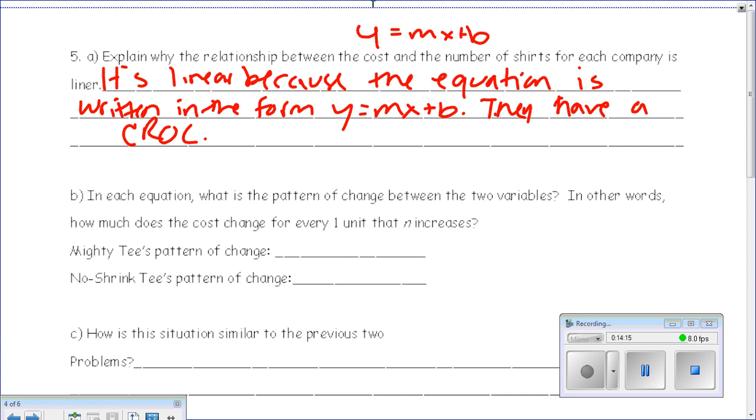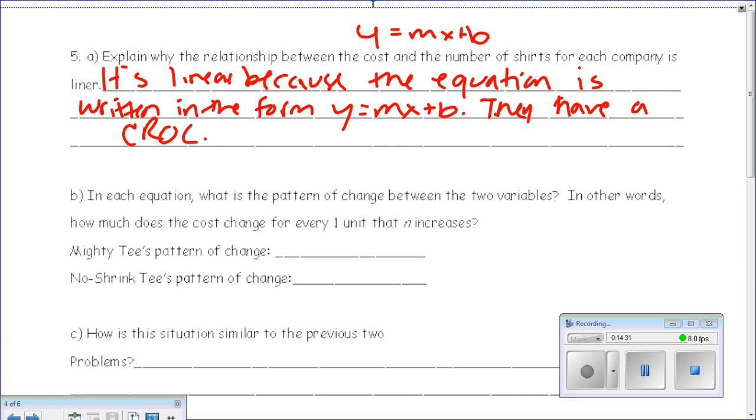What's our constant rate for Mighty T's? It's n plus 49 is our equation. So our constant rate is going to be the number before the n. In this case, they don't have a number, so we're going to assume that that's a 1, right? Mm-hmm. So Mighty T's constant rate is 1.